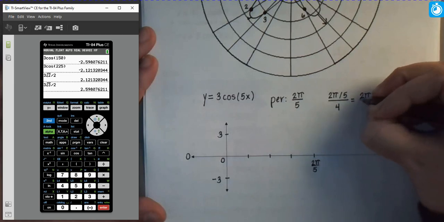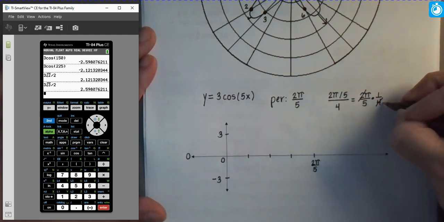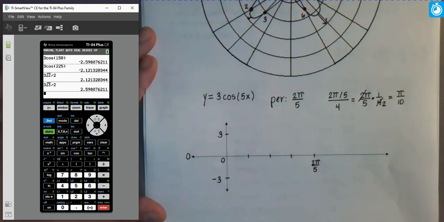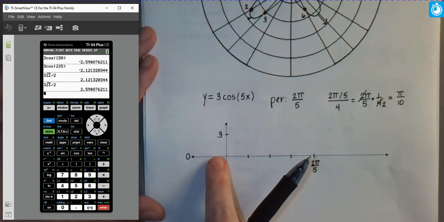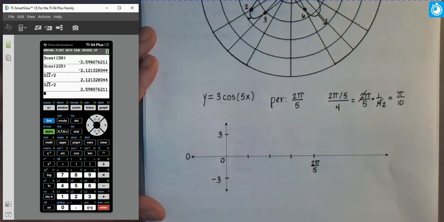So that's going to be 2 pi divided by 5 times 1/4. Okay, our 2 and our 4 can reduce, leaving us with a 2 in the denominator. So that is going to be pi over 10. So pi over 10 represents the width of each of these equally sized intervals. It tells us how to count as we move across this horizontal axis.